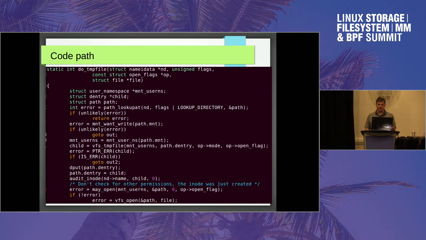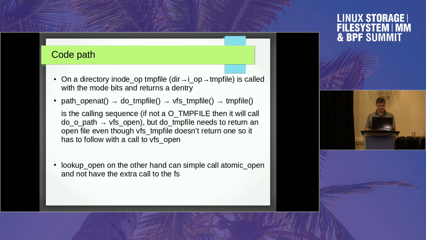There's a lot of great VFS code. I don't think that the way we handle open and create is the easiest to read. vfs_open, path_lookupat, do_tmpfile. If you look at some of these functions I'm talking about, path_openat and the lookup_open, they're kind of confusing.